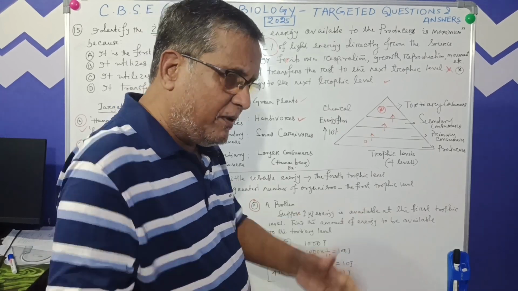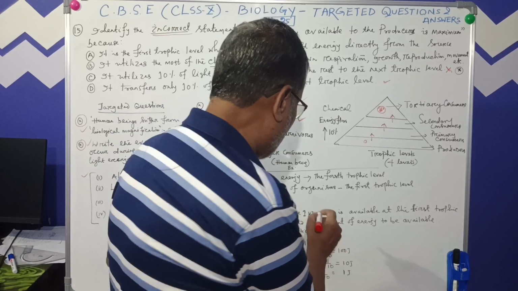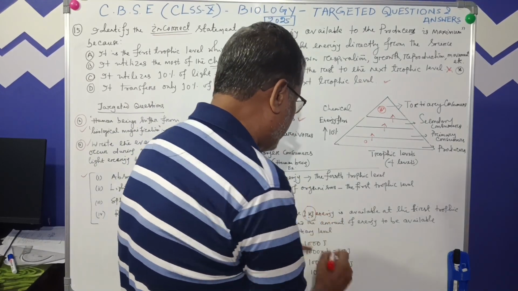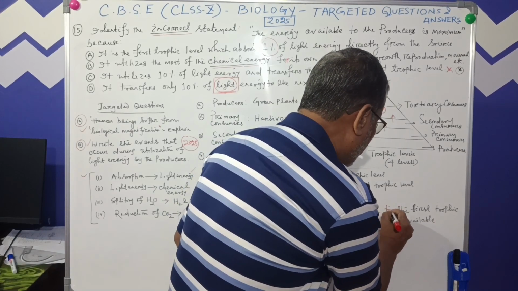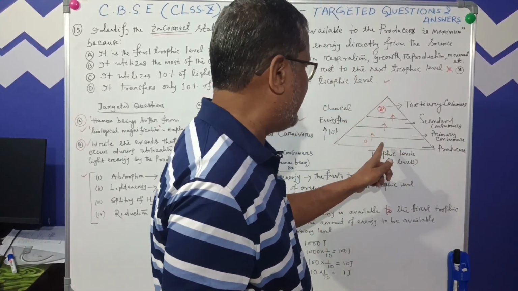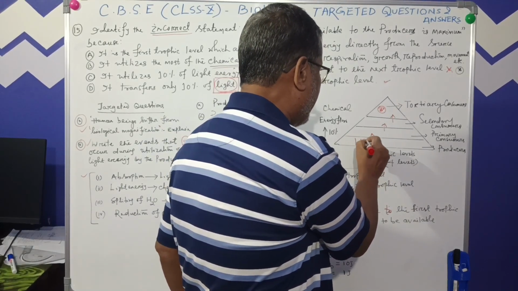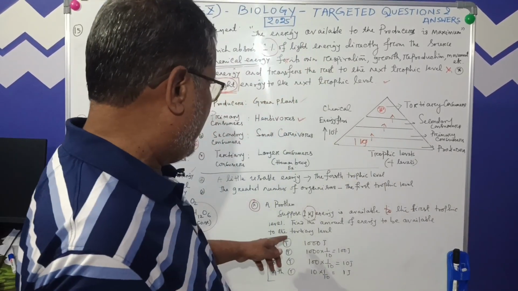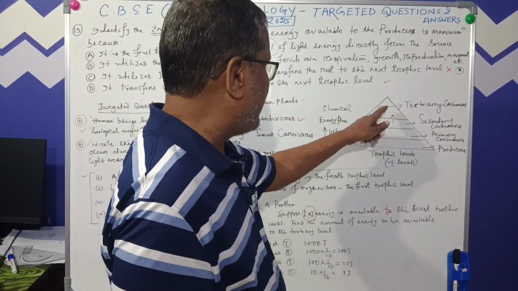Then another problem, this question may be set in reverse ways. We have taken an example. Suppose 1 kilojoule energy is available to the first trophic level. So the producer gets 1 kilojoule. Find the amount of energy available to the tertiary level, the top level.